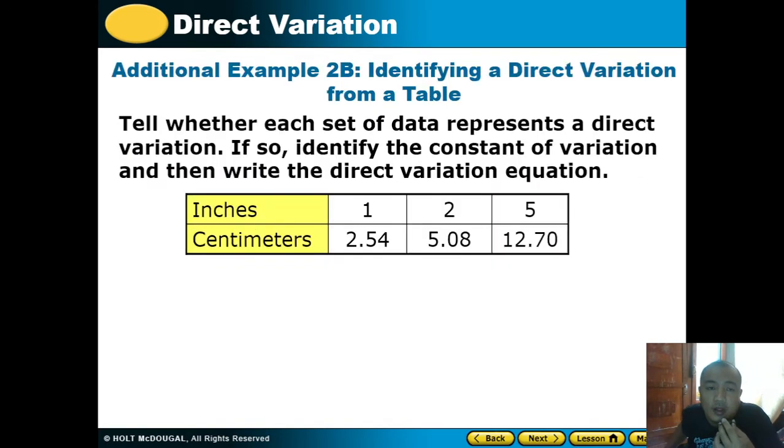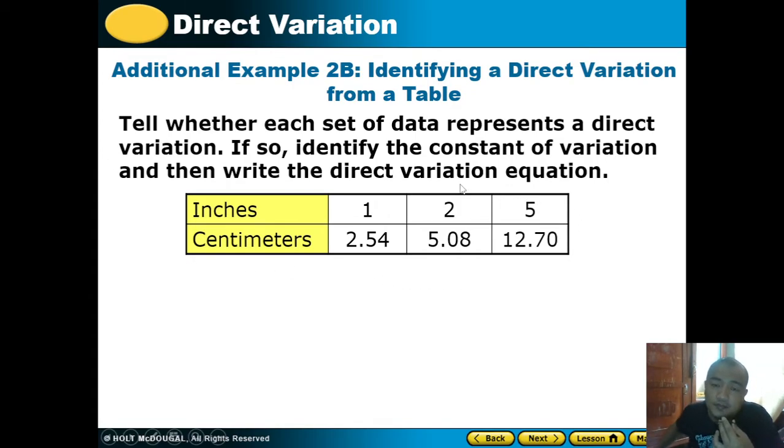Okay. Let's say here another table. Identify if the set of data represents a direct variation. If so, identify the constant of variation and then write the direct variation equation. In inches, we have 1, 2, 5, centimeters 2.54, 5.08, 12.70. As x increases, you can see that the centimeters also increase. So this is a direct variation.